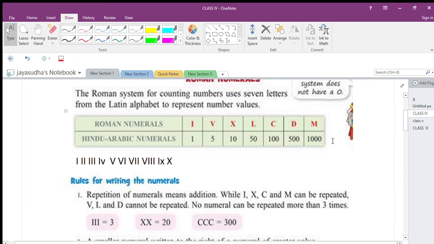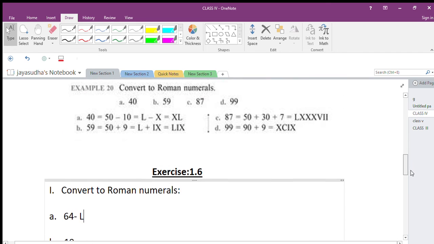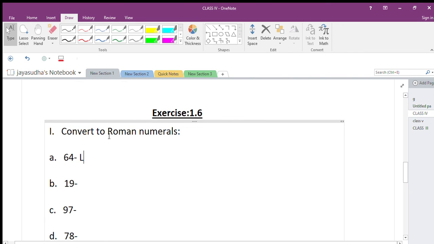Remember all of this column only. X for 10, L for 50, C for 100, D for 500, M for 1000. Keep this very well in your mind. Now L for 50, I put one X symbol. 50 plus 10 is 60.